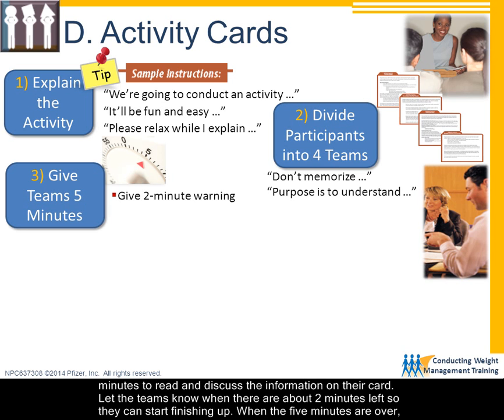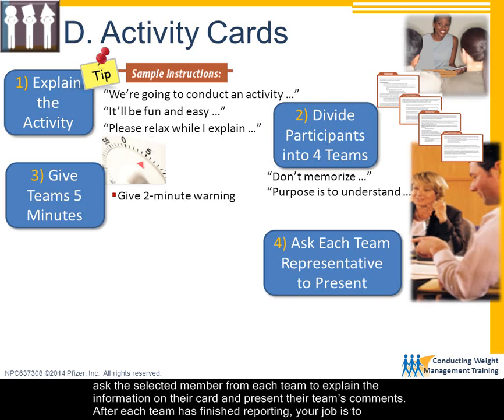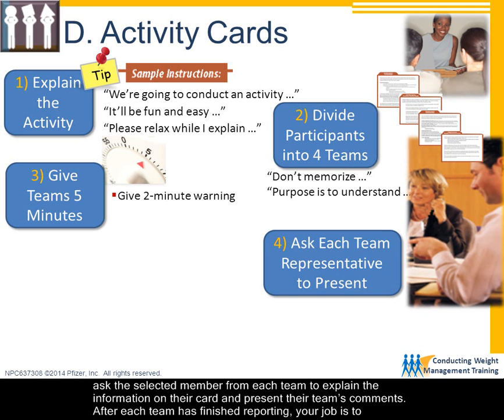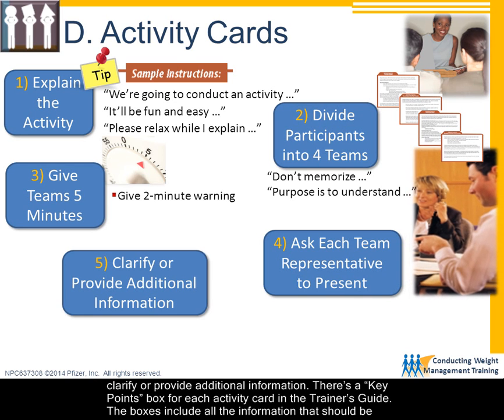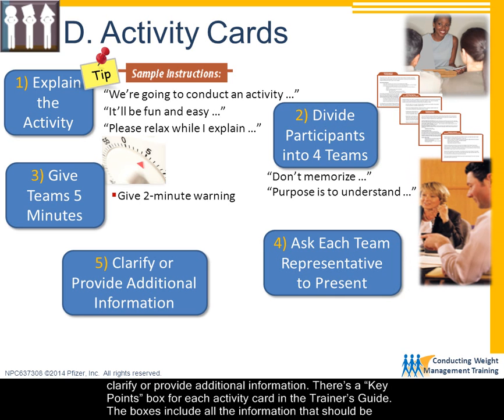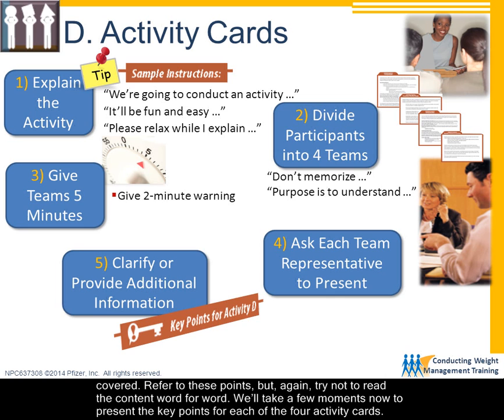When the 5 minutes are over, ask the selected member from each team to explain the information on their card and present their team's comments. After each team has finished reporting, your job is to clarify or provide additional information. There's a key points box for each activity card in the trainer's guide. The boxes include all the information that should be covered. Refer to these points, but again, try not to read the content word for word. We'll take a few moments now to present the key points for each of the 4 activity cards.